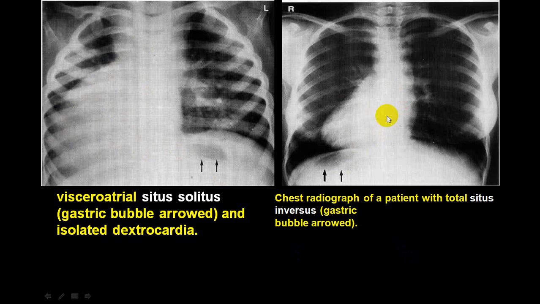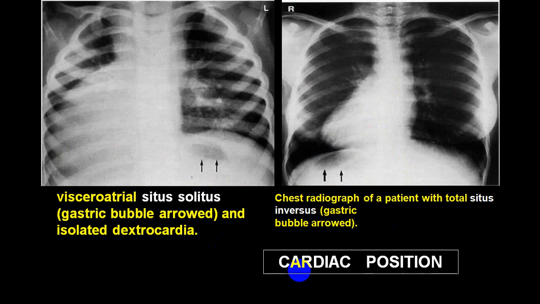Again, this is heart on the right side with situs inversus. This is situs solitus, so gastric bubble is on the left side. This is on the right side. So heart is on the right side and gastric bubble is on the right side. So this is situs inversus. Dextrocardia with situs inversus are usually normal heart, but dextrocardia with situs solitus, invariably, they are with abnormal heart. We call congenital heart disease.